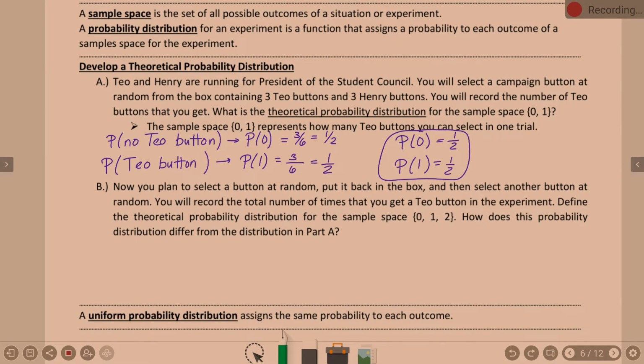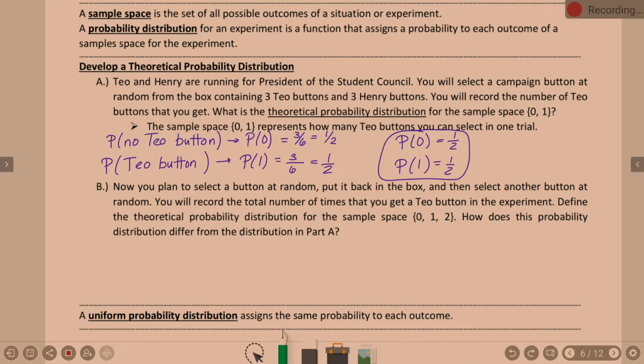Now, what changes on B? Now you plan to select a button at random, put it back in the box, and then select another button at random. You'll record the total number of times that you get a TO button in the experiment. Define the theoretical probability distribution for the sample space. This time our sample space is 0, 1, 2. And how does this probability distribution differ from distribution in part A?